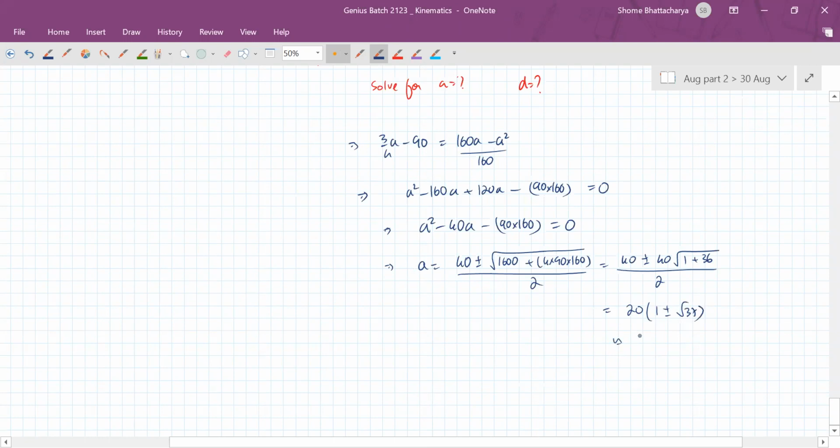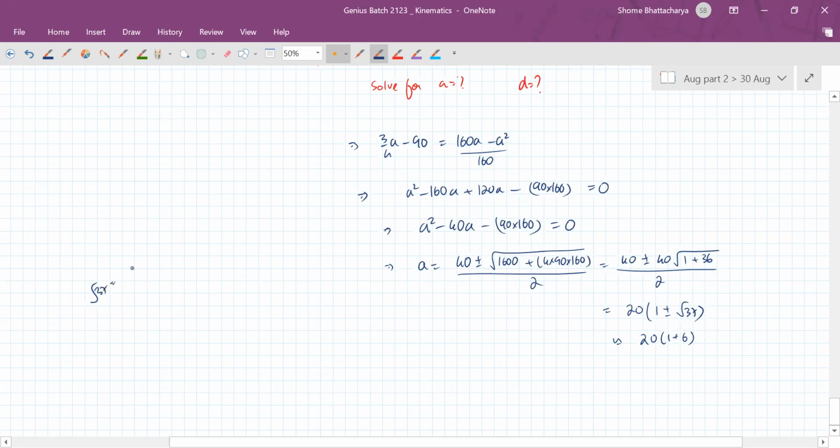So it's nearly 20 into 1. Sorry? So 1600 plus 4 into 40 into 160. If we take 1600 common, then sir we get 1 plus 16. So this term is how much? 4 into 90 into 160. So 1600 I have taken common, so it's 36. Yes, sir. Okay, so root 37 is nearly 6.